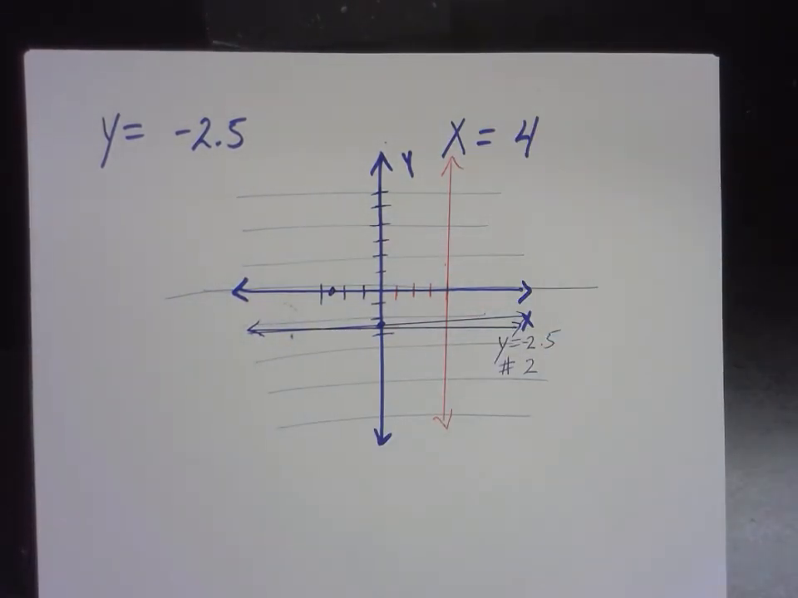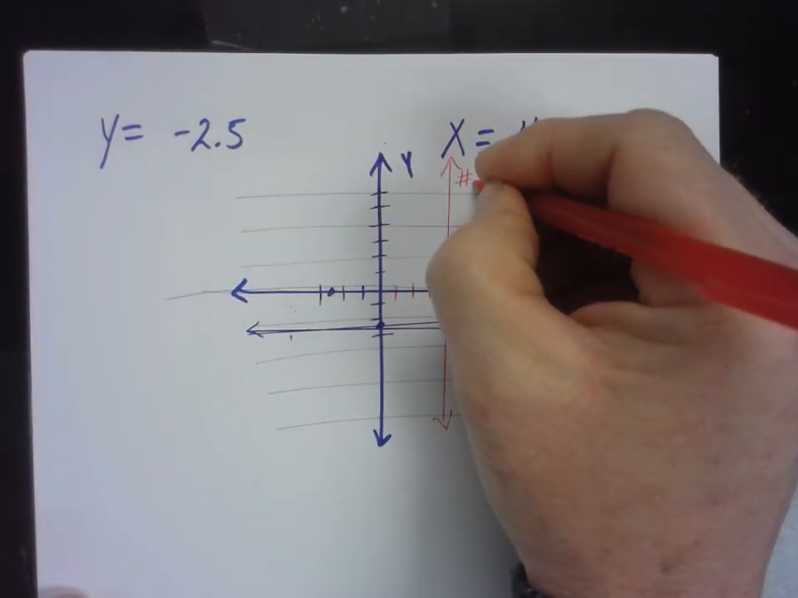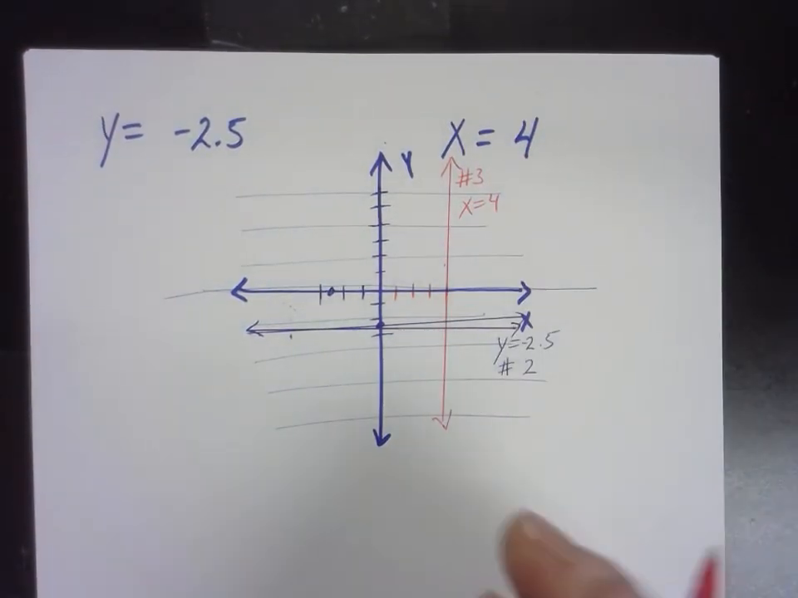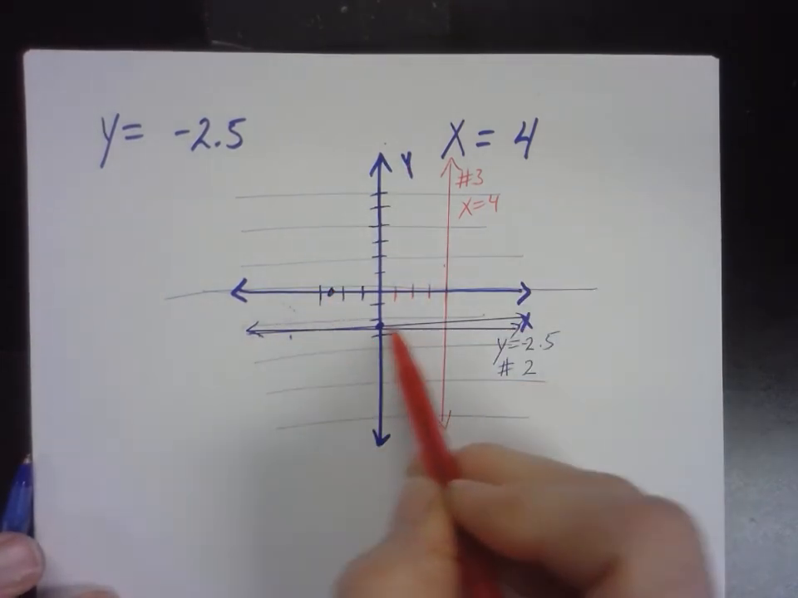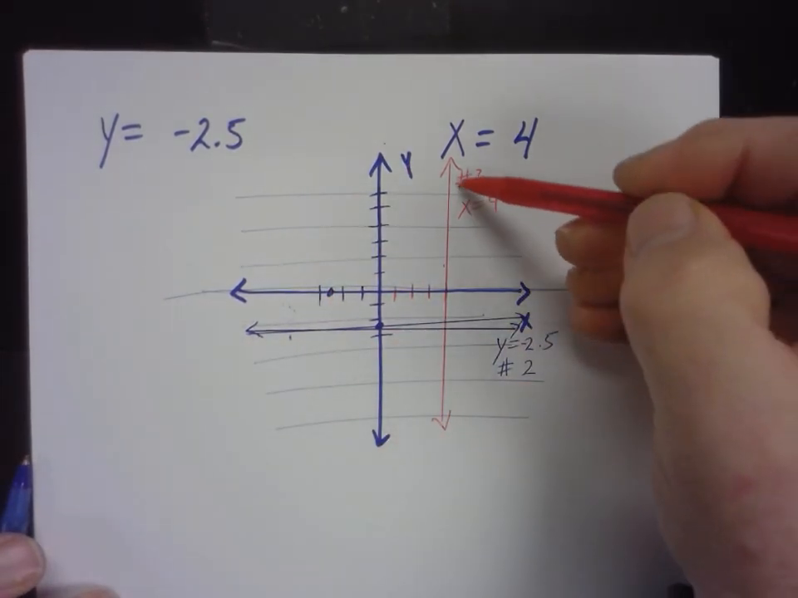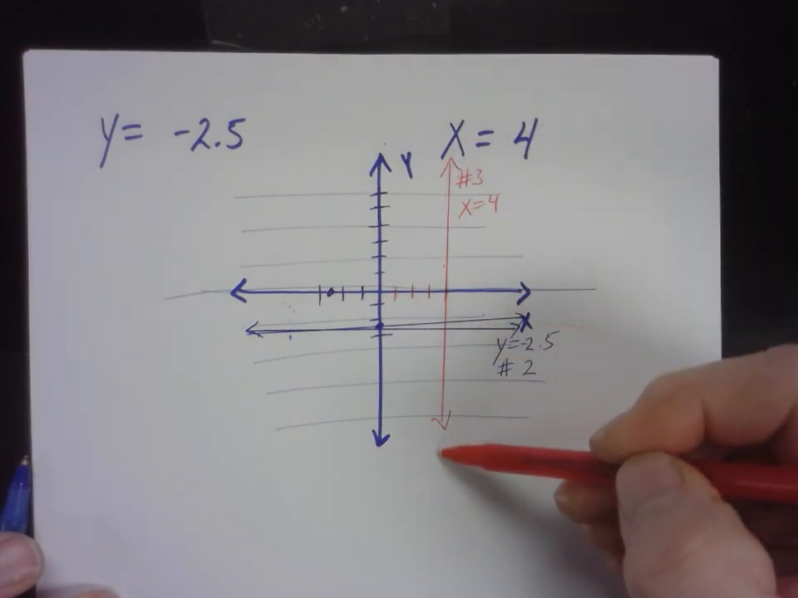Wait, so do we have to make our own graphs for each of those? Or can we... You can put 2 on one graph. Okay, so this can be number 3, x equals 4, and you can put both of those on one graph. So you just need to remember, if it's y equals something, it goes through the y-axis at that point. X equals goes through the x-axis at that point.